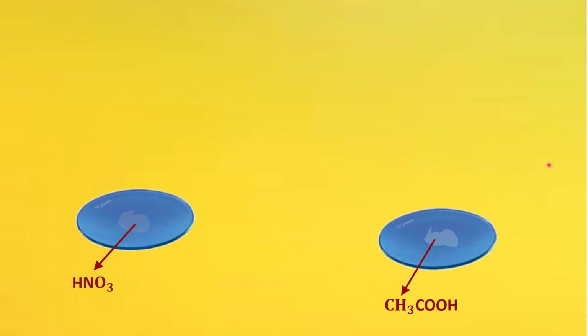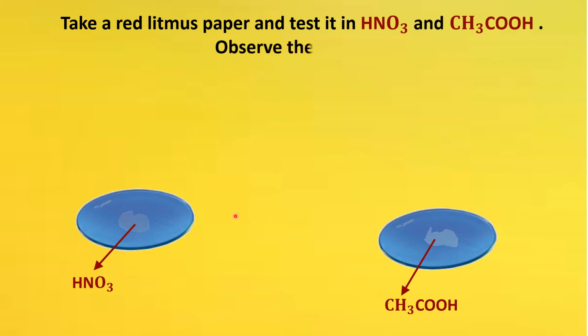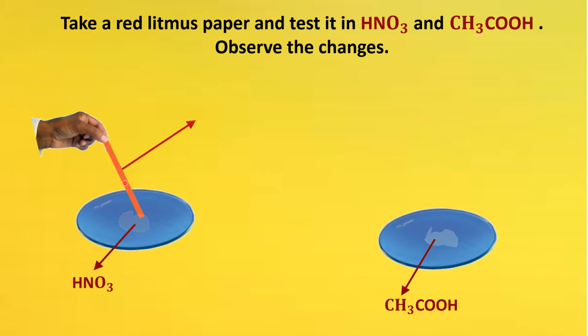Same thing we have to do for these solutions also. Now let us take a red litmus paper and test it in dilute HNO3 as well as the dilute acetic acid. So with these solutions, we'll test it and then we'll observe the changes. Now we'll bring a red litmus paper and we'll dip it in the dilute HNO3. This is a red litmus paper. Now we'll wait for a few seconds and then see.